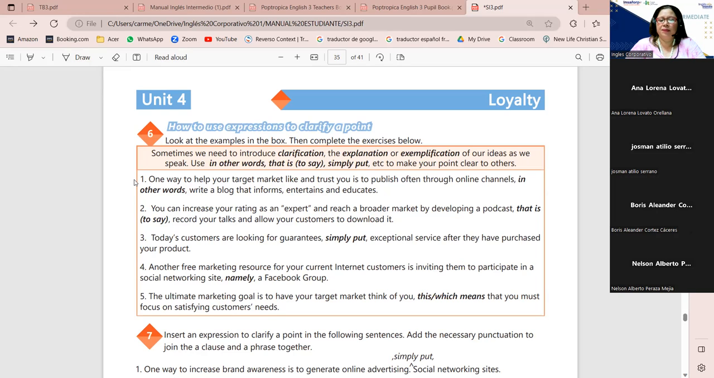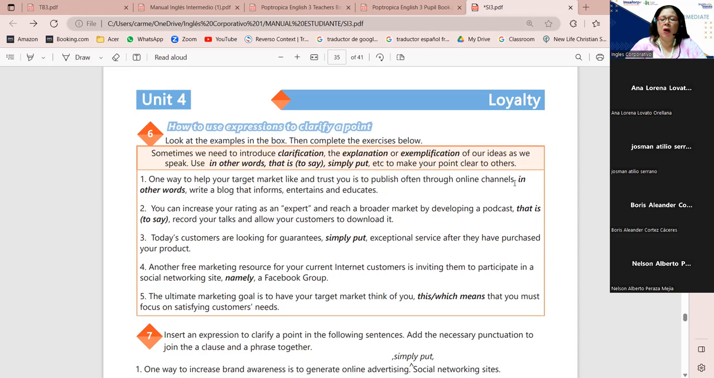Okay, teacher. One way to help your target market like and trust you is to publish often through online channels. In other words, run a blog that informs, entertains, and educates. Educates, right? Educates. Yes.